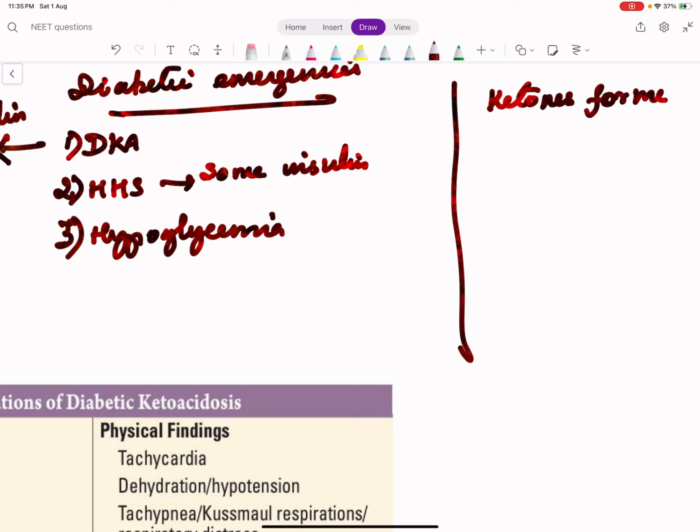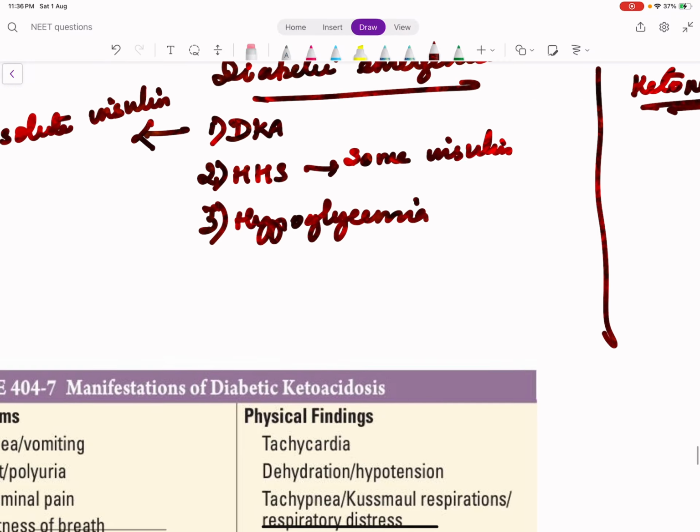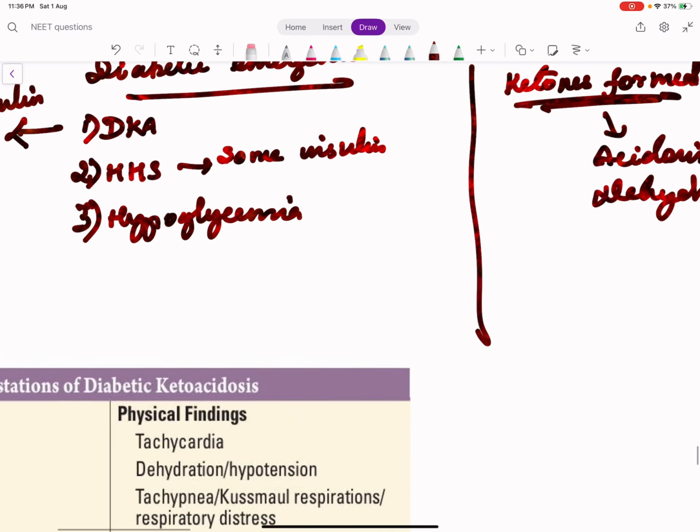In DKA, ketones are formed. Ketones are more dangerous because they cause acidosis. They cause very severe fluid loss and dehydration. In HHS, these ketones are not formed. Only hyperglycemia is the problem.